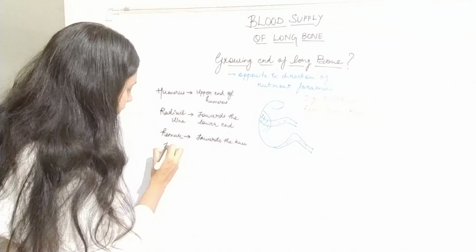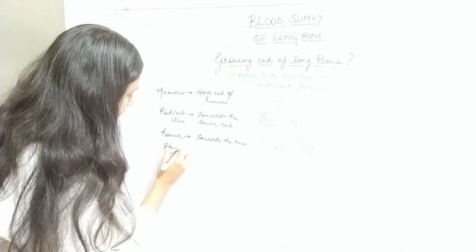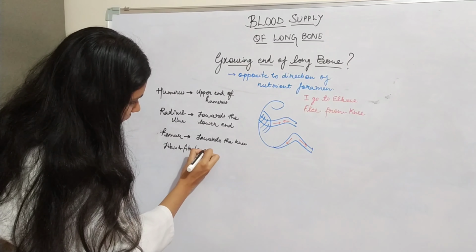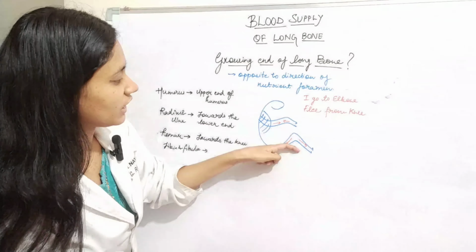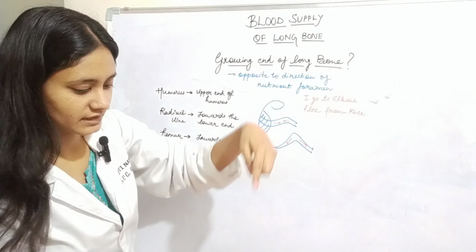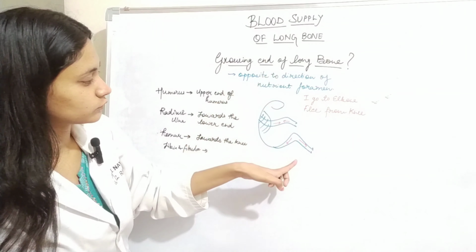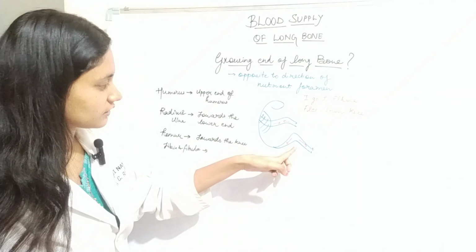And if you take tibia and fibula, tibia and fibula has direction towards their ankle joint. So the growing end of long bone will be towards the knee.